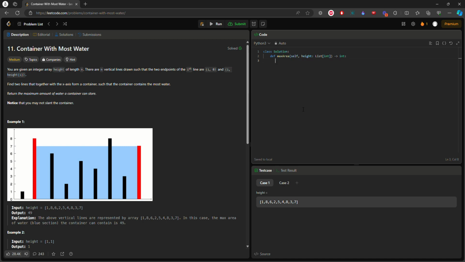And now let's solve the problem Container With Most Water. And yeah, this is also a pretty straightforward problem. Let's go through the problem statement once.